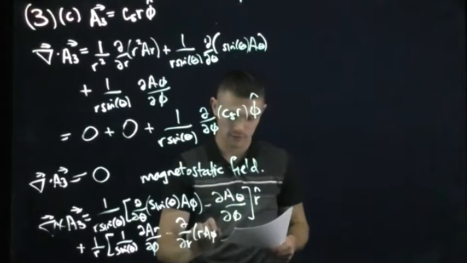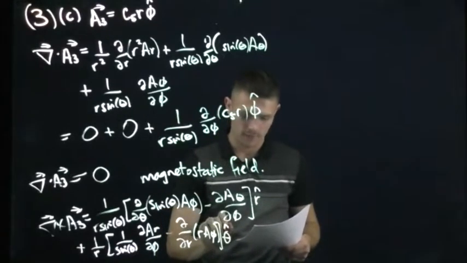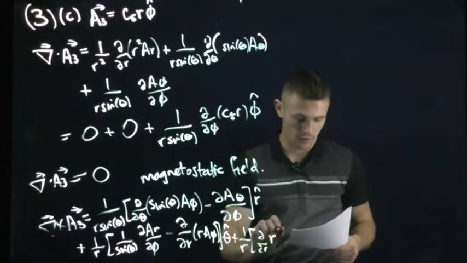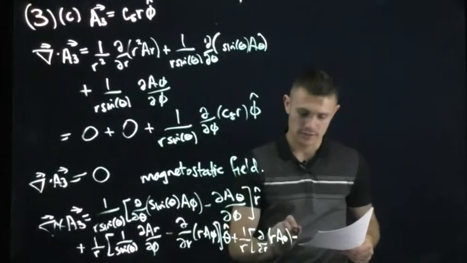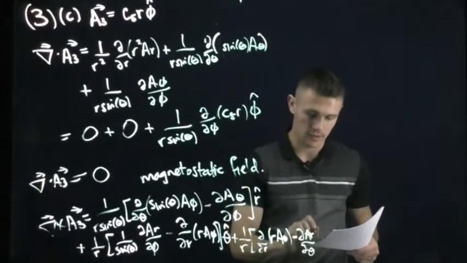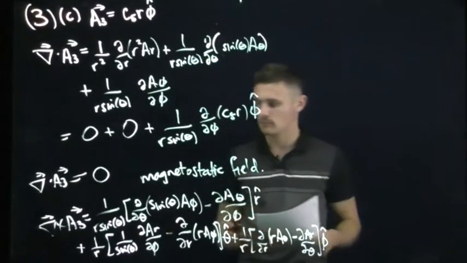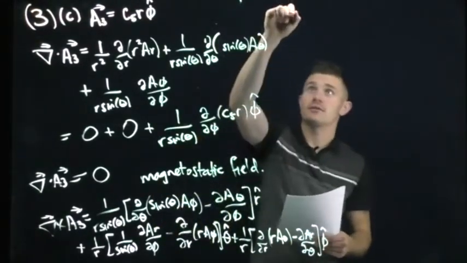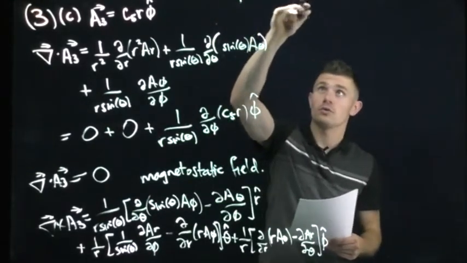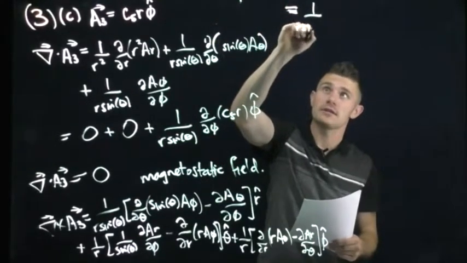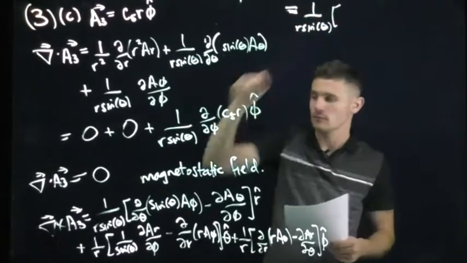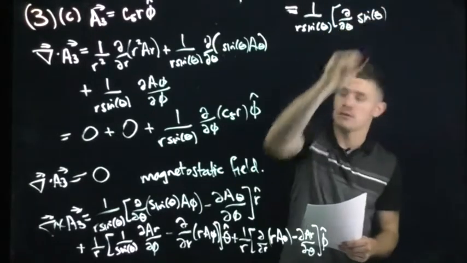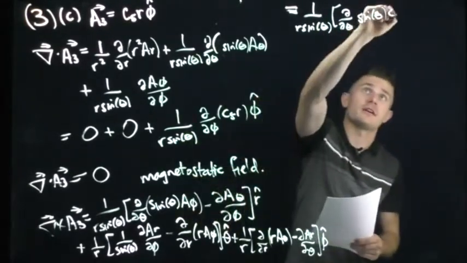Minus d by dr of r A phi, big bracket, theta hat, and then plus 1 over r, d by dr of r A theta, minus dAr by d theta, phi hat. Now, if we look in this first term, we have A phi here, so we have the curl is equal to 1 over r sine theta. This first bracket here is d by d theta of sine theta A phi, which gives us C5 r.